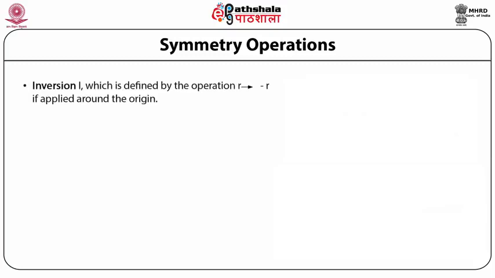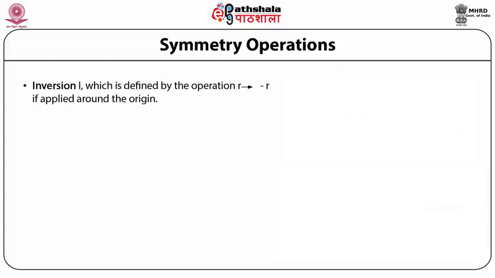Now this is inversion I, which is defined by the operation r goes to minus r if applied around the origin. So we choose our origin, and we define the coordinate of a point which is represented by a vector r, and just give a negative sign to it. I mean, inversion means we go on to the other side of the origin. It means we apply this negative sign to all the x's present.